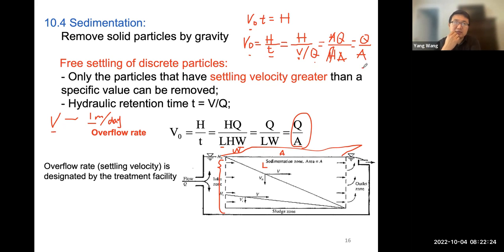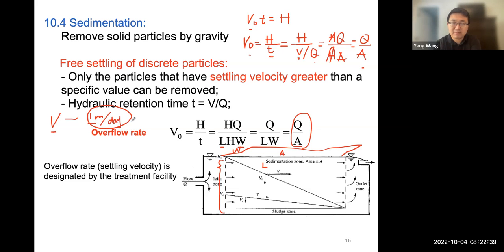So now let's say we talk to the water treatment facility. We want to remove particles that can settle down with a speed that's equal or faster than 1 meter per day.